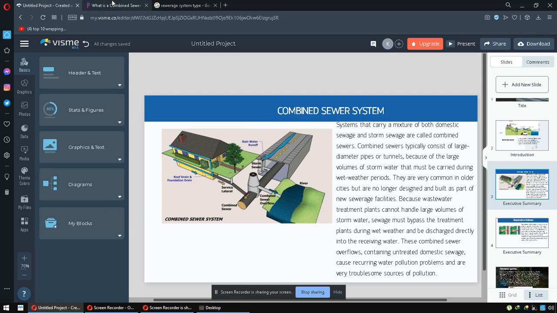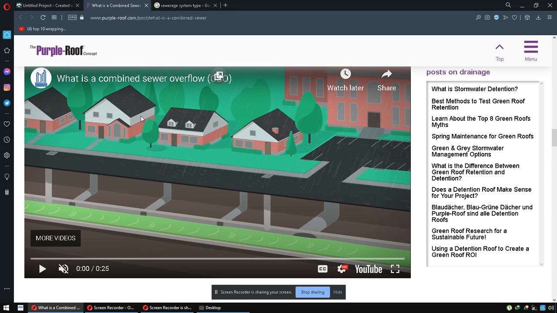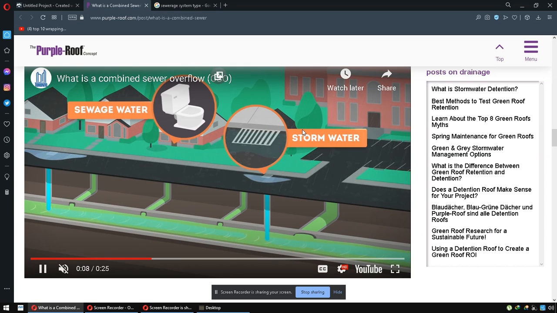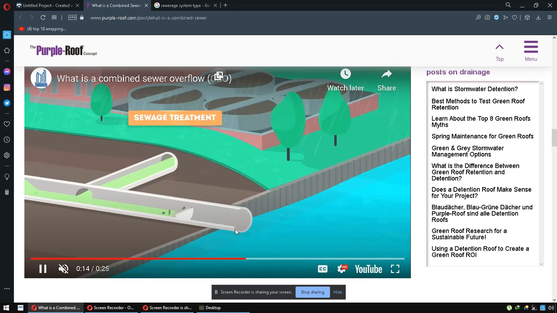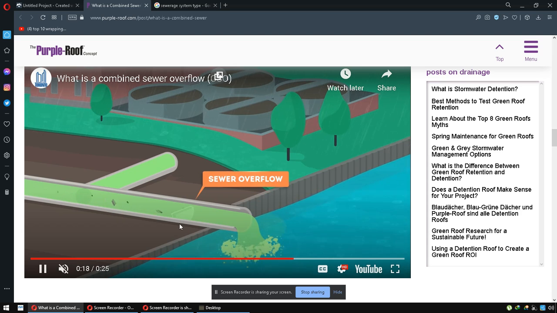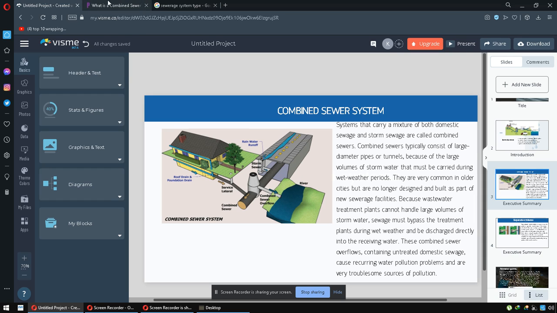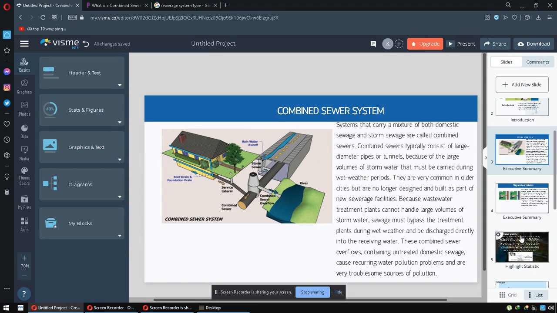I have a video about sewer overflowing. So this occurs in heavy rains. Due to heavy rains, it will overflow untreated, so chemicals may pass through the pipes and go straight to the water. That can cause pollution. So this kind of sewer system is not recommended in cities.